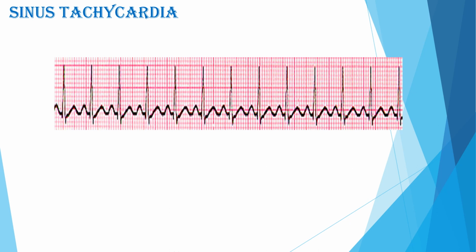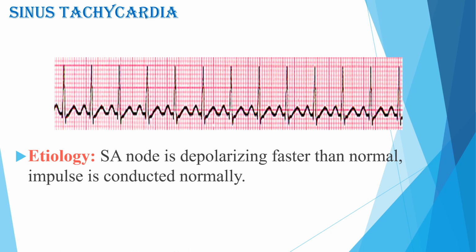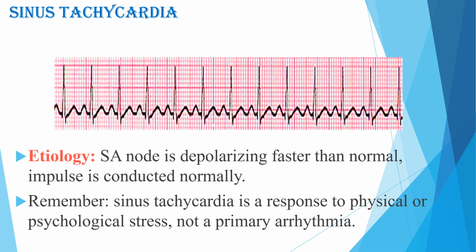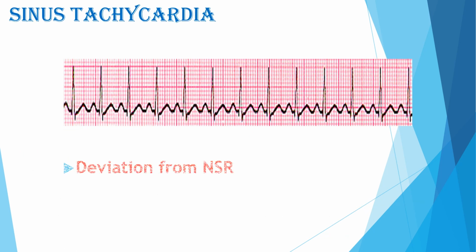So this is an ECG picture which shows that the SA node is depolarizing faster than normal and the impulse is conducted normally. To remember, sinus tachycardia is a response to physical or psychological stress. It's not a primary arrhythmia. So how does sinus tachycardia deviate from normal sinus rhythm? The only thing is the heart rate is more than 100 beats per minute.